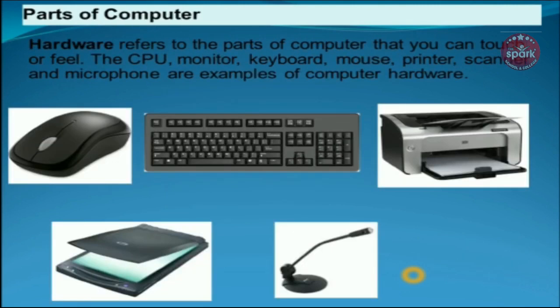Further, we can see hardware, which refers to the parts of a computer that you can touch or feel. The CPU, monitor, keyboard, mouse, printer, scanner, and microphone are examples of computer hardware that we can touch. We can check the work from all these parts, like a mouse or a keyboard, and we write the data through the keyboard. Then it gives us the output through a printer.